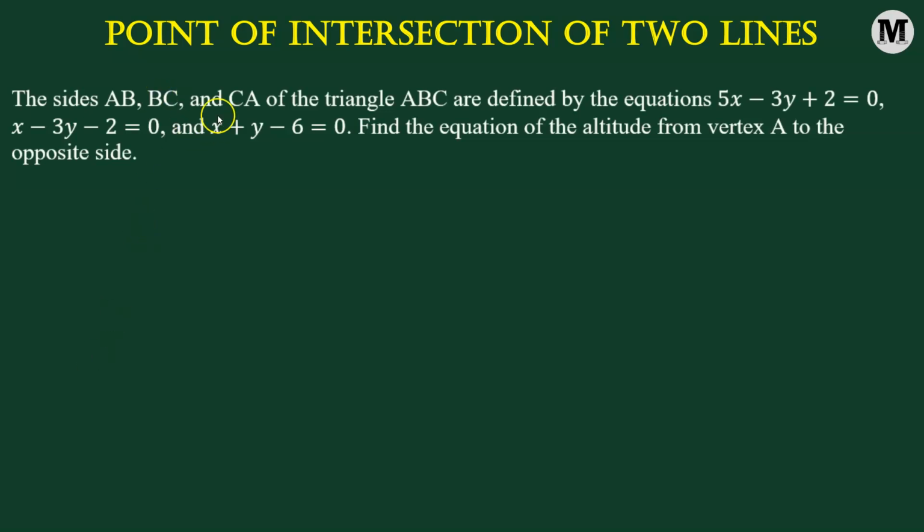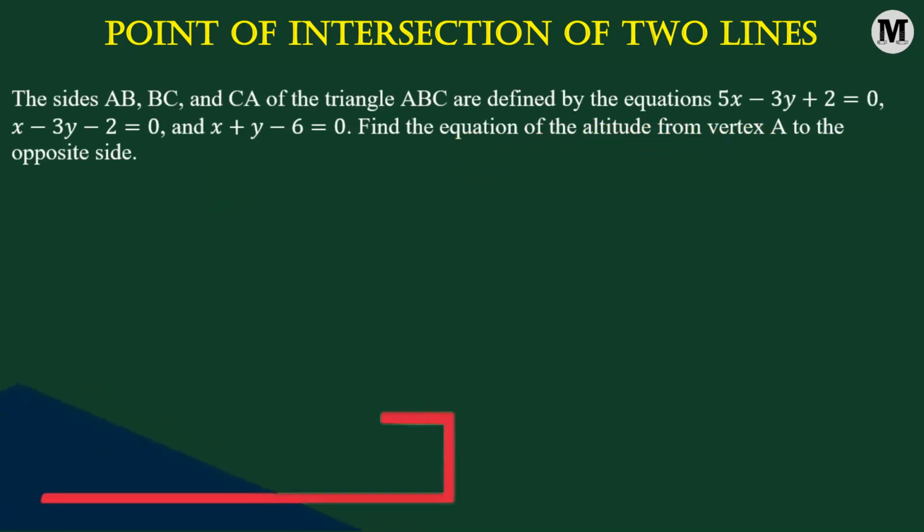The sides AB, BC and CA of the triangle ABC are defined by the equations 5x minus 3y plus 2 equals 0, x minus 3y minus 2 equals 0, and x plus y minus 6 equals 0 respectively. We need to determine the equation of the altitude from vertex A to the opposite side.